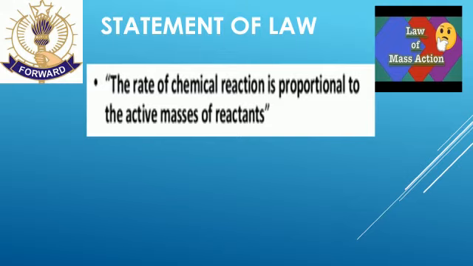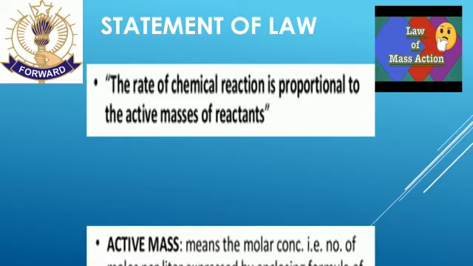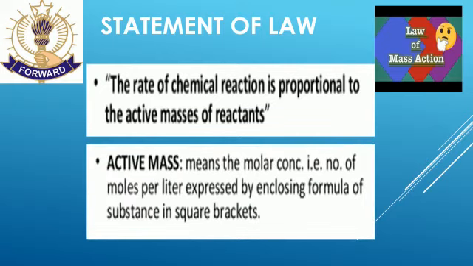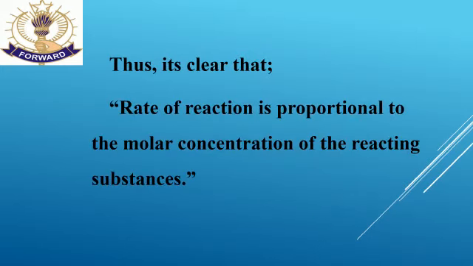The rate of a chemical reaction is proportional to the active masses of reactant substances, or we can simply say reactants. Now the question is, what does the word active mass mean? By active mass we mean the molar concentration, or the number of moles per liter, expressed by enclosing the formula in a square bracket. Thus, it is clear that the rate of a chemical reaction is proportional to the molar concentration of reactant substances.